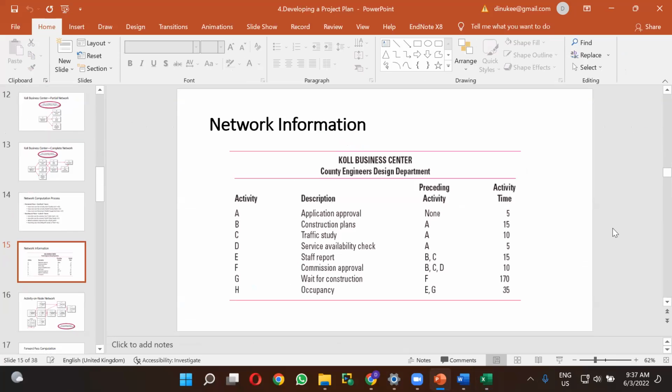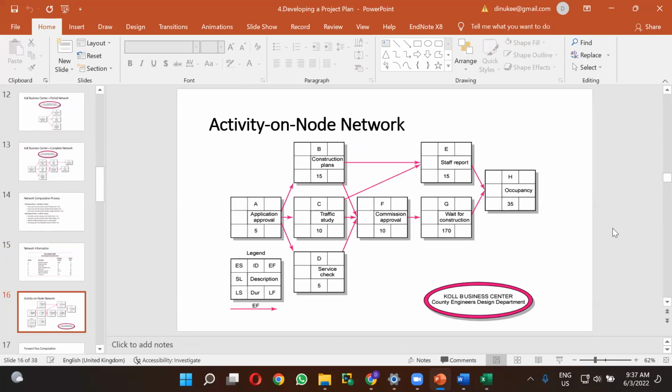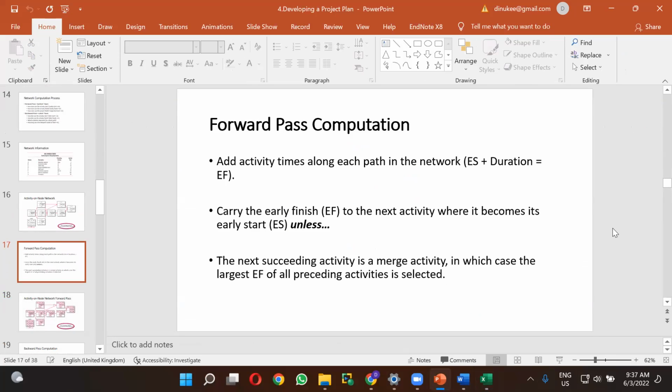In this slide, they are explaining how to calculate the activity on node approach. I did it for you step by step. So the forward pass computation they are explaining here now. Add activity times along each path in the network. Early start time plus duration gives you the early finish time. Carry the early finish time to the next activity, where it becomes its early start time.